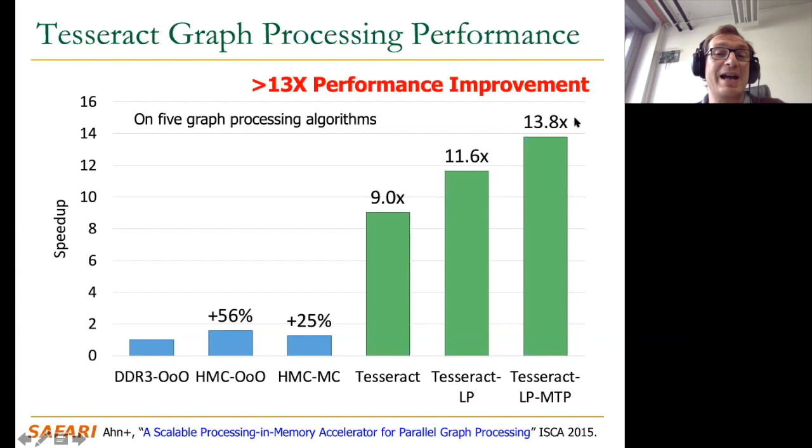You can see that existing systems don't do well. Hybrid memory cube buys performance. It's higher bandwidth, but not a lot, right? And if you actually make the cores simpler, you lose performance. Whereas here, we have simple cores. We don't even have out-of-order cores, but we have much higher performance. You can see the benefit of prefetching. This is without prefetching, and this is with prefetching. Prefetching buys you a lot because we're utilizing the bandwidth for a good purpose. And these are different types of prefetching. Okay, so this is very promising.